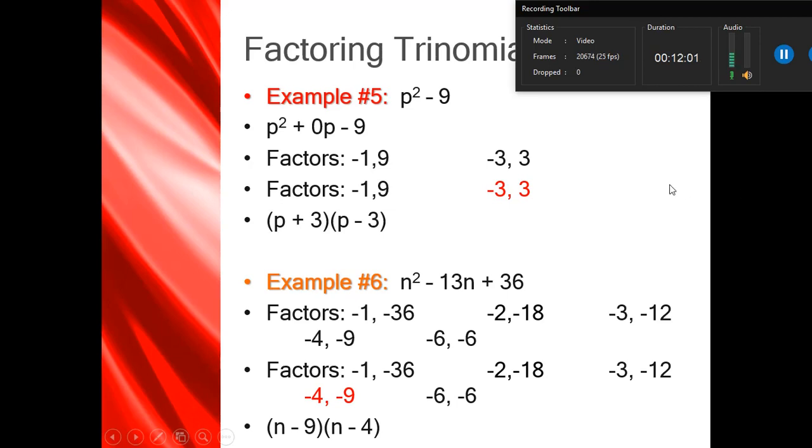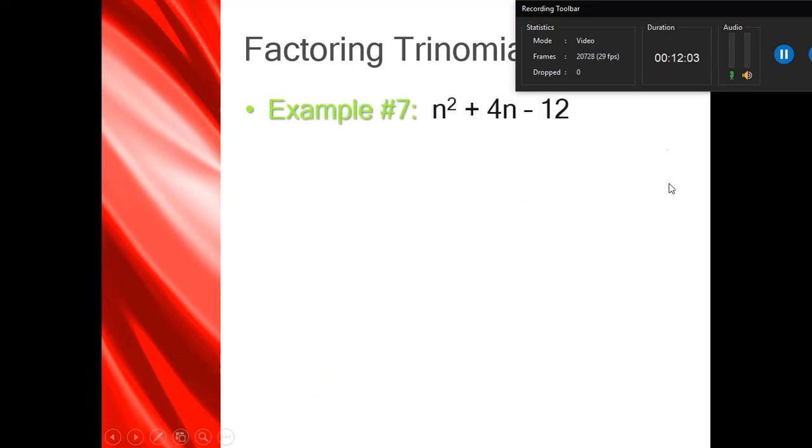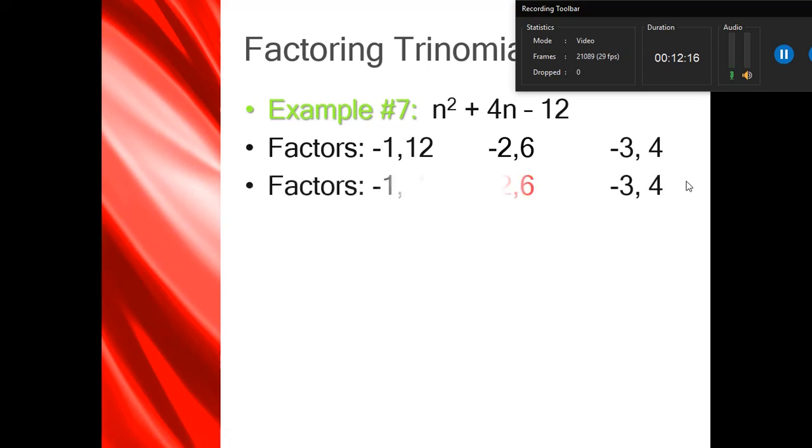Let's do two more examples for today. Number 7, we're listing factors that multiply to -12, have a short list, and then adds up to +4. -2 and +6, and then our quantities will be n minus 2 and n plus 6.